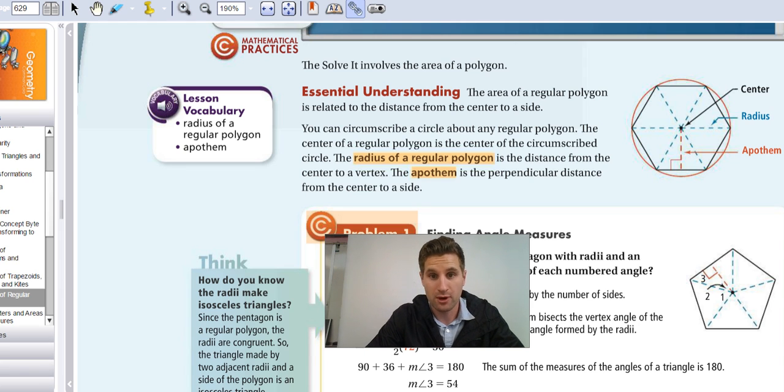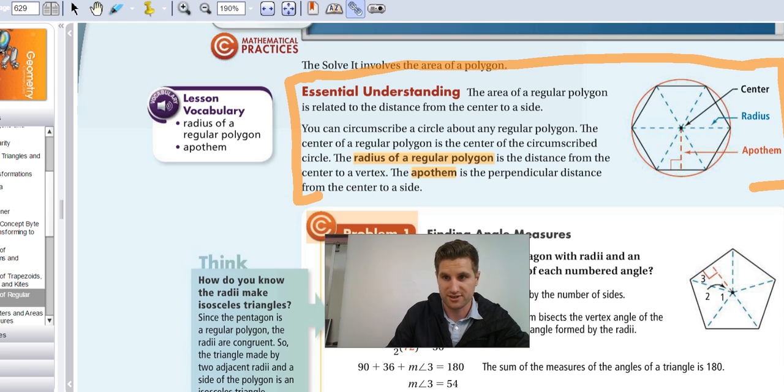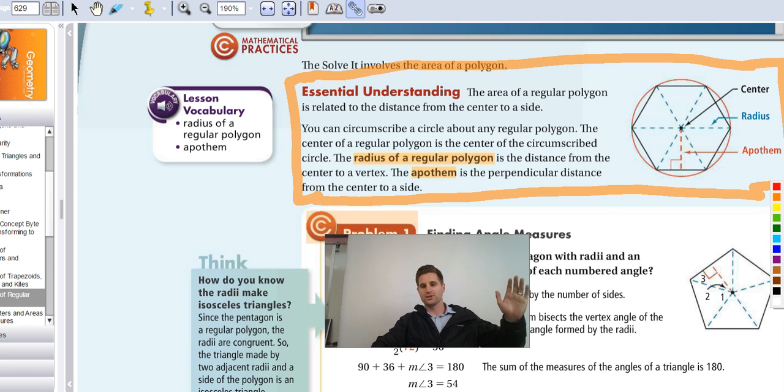10.3a, we are talking about regular polygons, and we need to write this stuff down. What I'm about to highlight here, we need to write all this down. This whole paragraph, and this whole picture, kind of everything in this box, we need to write down, okay? Let's go over this real quick as you guys are writing.